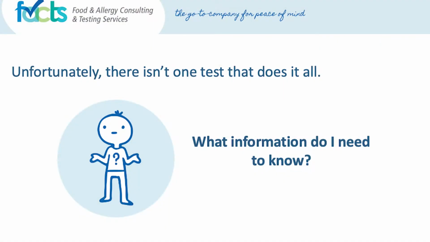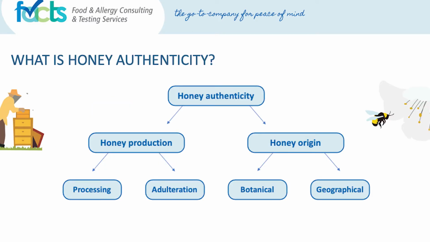So you need to ask yourself, what information do I need to know about this sample? Honey authenticity is determined by various factors, namely honey production, which is broken up into the processing side of things, as well as the potential adulteration, and then also the honey origin side of things, which refers to the geographical origin as well as the botanical origin.